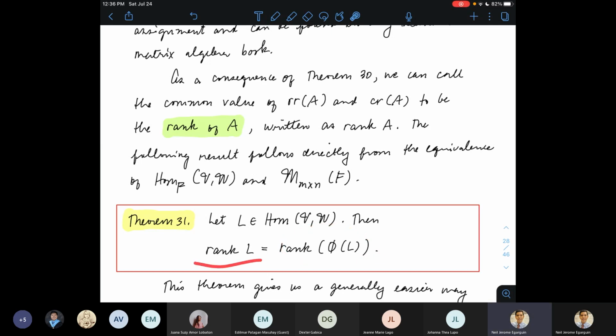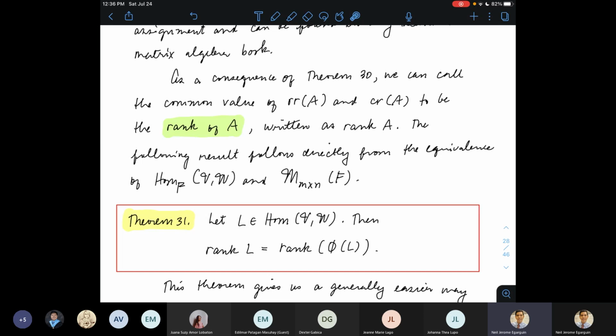So, di ba yung rank, siya yung range, dimension ng range ng isang linear transformation. Tapos sabi natin dati, mahirap hanapin yung range ng isang linear transformation. Much more is to look for the dimension of the range. And that is especially difficult if the codomain is a very abstract vector space. Mahirap imagine kung abstract yung vector space.